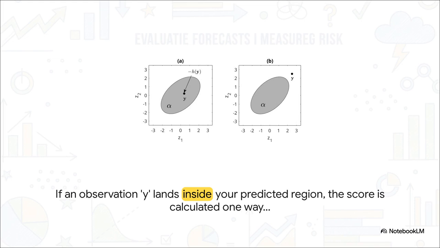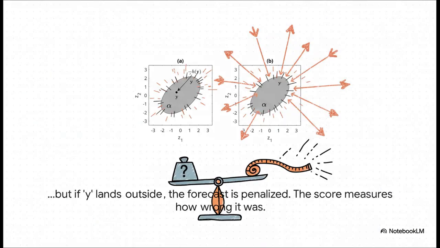If the actual outcome, Y, lands inside one of your predicted regions, your forecast gets a good score. The rule basically rewards you for being accurate and precise, for making your prediction region as small as possible while still managing to capture what really happened. But if the outcome Y lands outside your predicted region, the forecast gets penalized. And here's the really clever part. It's not just a simple "you were wrong." The score actually measures the distance from your prediction to what really happened, giving you a very precise grade on exactly how wrong you were.